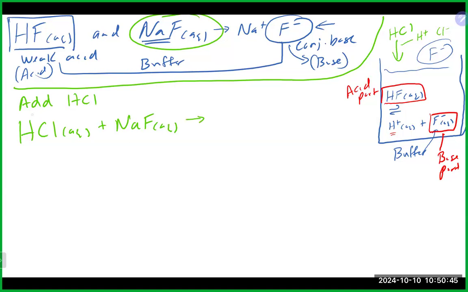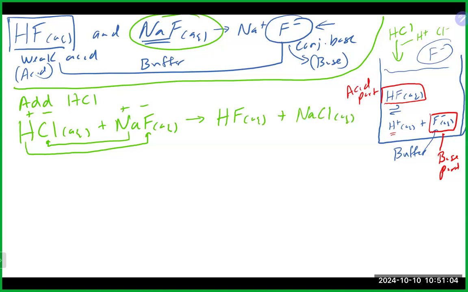The result of that is you're frankly going to get a double exchange here, right? Double displacement. They're going to switch partners. And you will make HF, and you will make some sodium chloride in this case. Any questions on that there?